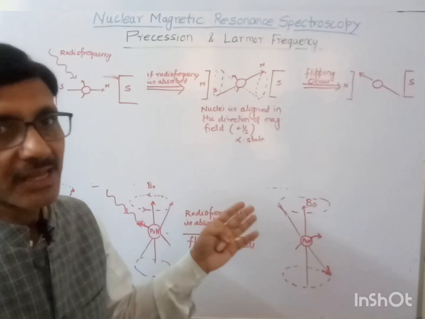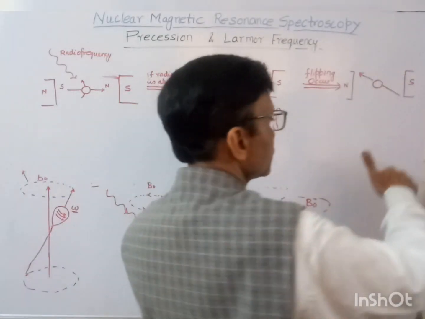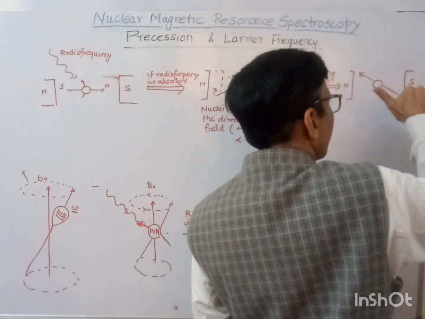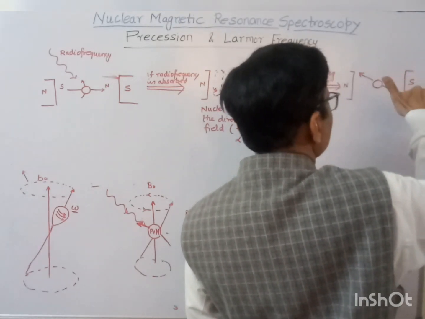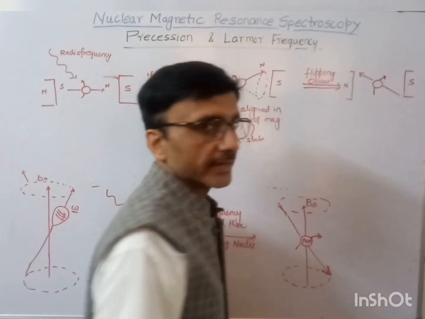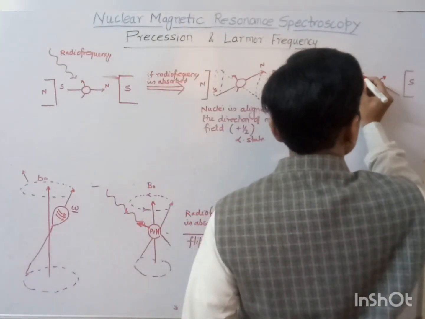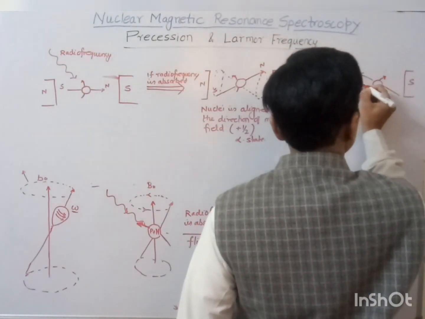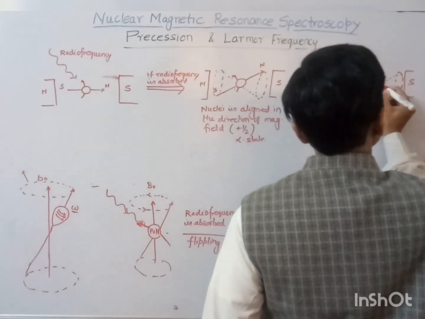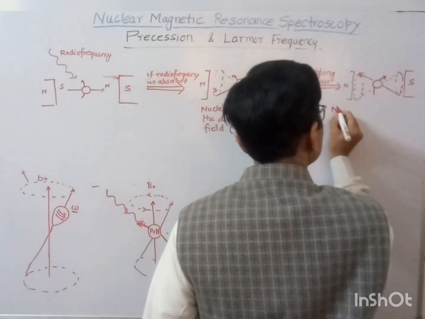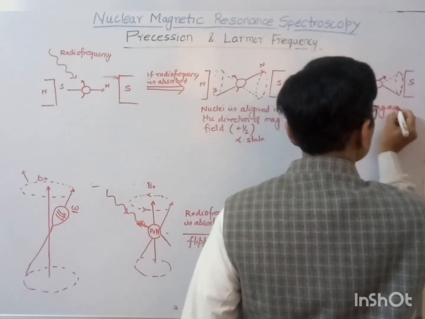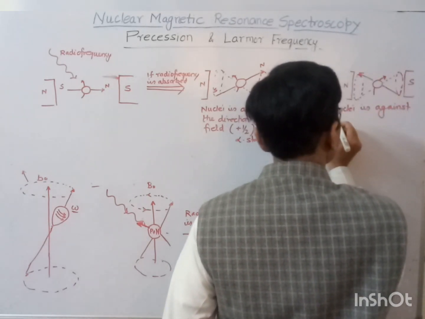Now, as you can see, the direction of this magnetic field changes. Now the nuclei is against the magnetic field. This is the direction of magnetic field, and my palm is the direction of rotation of the nuclei, and this is your precessional orbit. This is the precessional orbit. So here the nuclei is against the magnetic field.